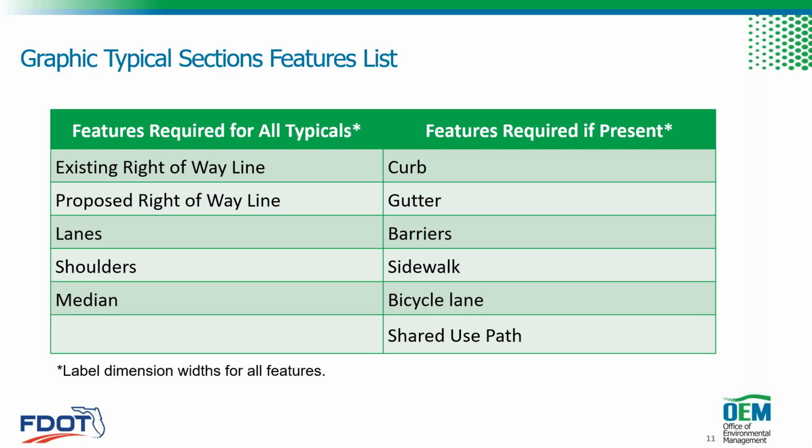The typical section features list includes a simple list of elements required for all typical sections and a list of elements required if present. Note that the dimension widths should be labeled for all features, and the practitioners should use this list to verify that they have included all required features in PD&E graphic typical sections. So treat it like a checklist, really.